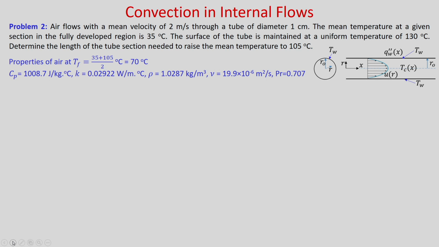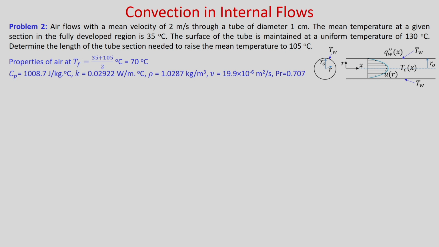So, let us take the next problem. Air flows with a mean velocity of 2 meter per second through a tube of diameter 1 centimeter. The mean temperature of a given section in the fully developed region is 35 degree centigrade. The surface of the tube is maintained at a uniform temperature of 130 degree centigrade. Determine the length of the tube section needed to raise the mean temperature to 105 degree centigrade.